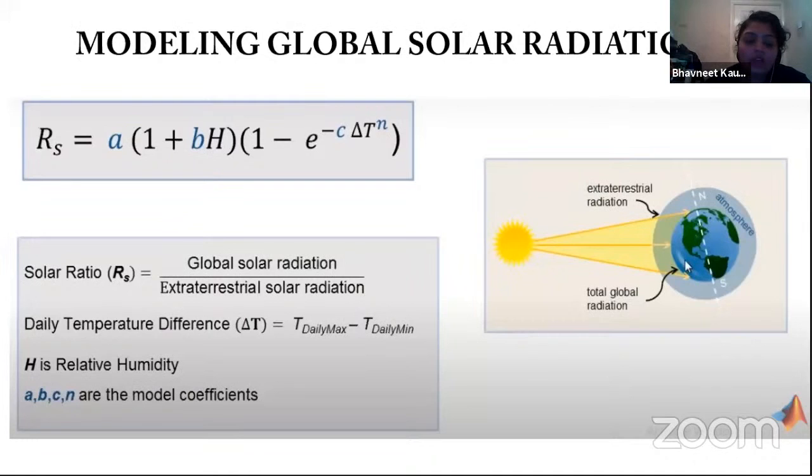There are many different ways we can model solar radiation, but we have picked this equation, which is on your screen. Don't worry about this too much; I have picked it from an article. Here H gives the relative humidity, delta T gives the daily temperature difference, and RS gives the solar ratio. The workflow we are going to follow today uses real world data from the weather station at Davis, California.